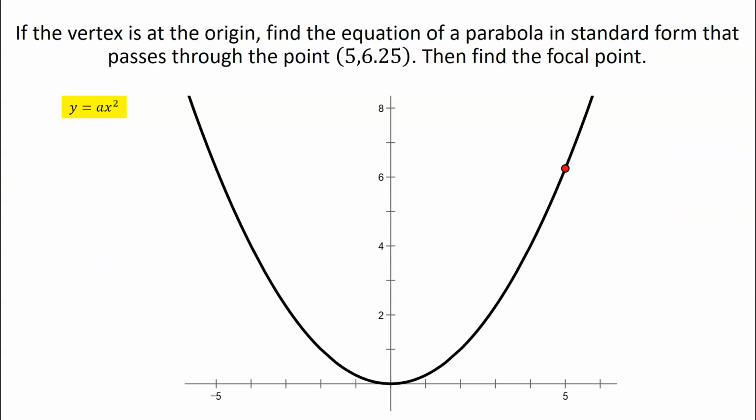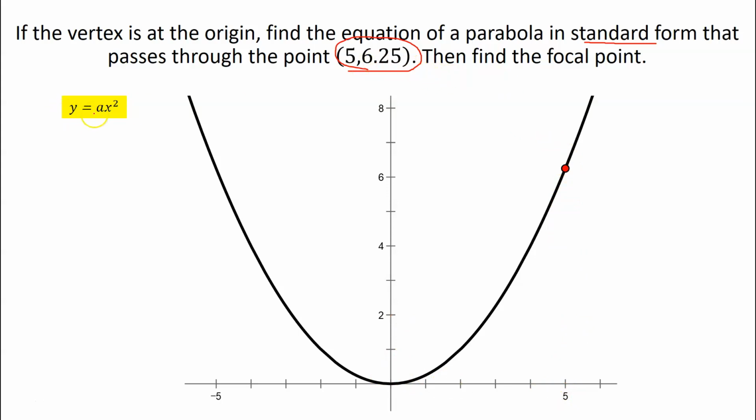Okay, let's go through another one. If the vertex is at the origin, so I'm going to have it right here, again I don't need to worry about the h and the k in this one. Find an equation for a parabola in standard form that passes through a point. Okay, so this is one with given dimensions. I know it's going through (5, 6 1/4). So over 5, up 6 1/4.